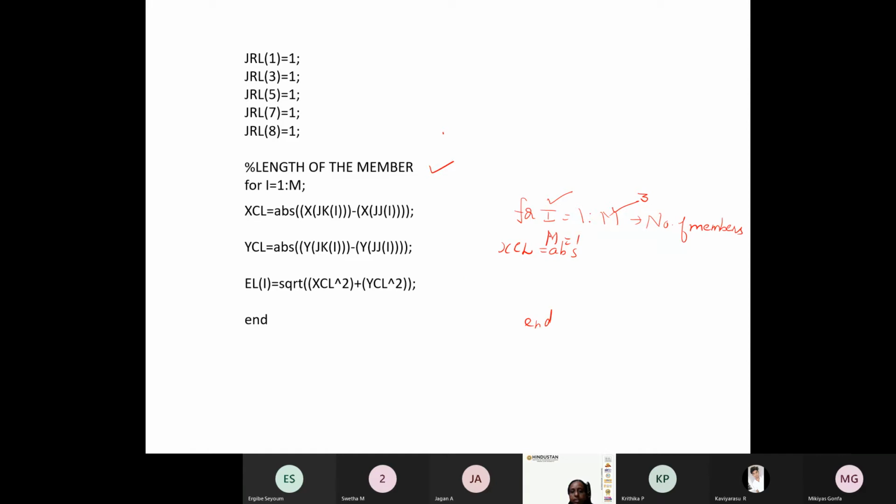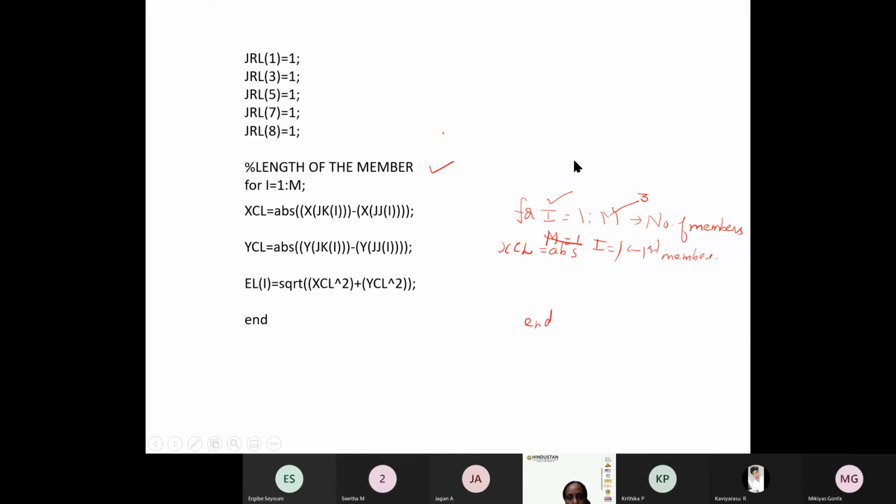This I is equal to 1. Let us take I is equal to 1, the first member. For the first member, we have to calculate the length of the beam. What is the length of the first member?